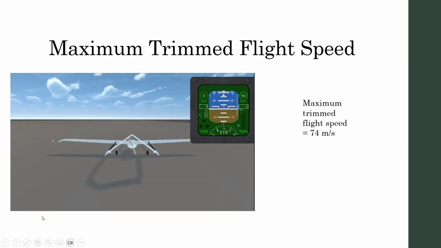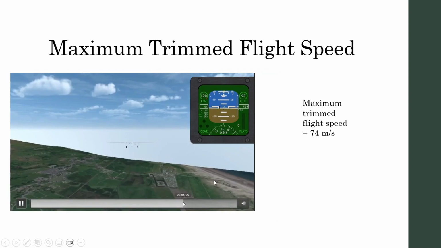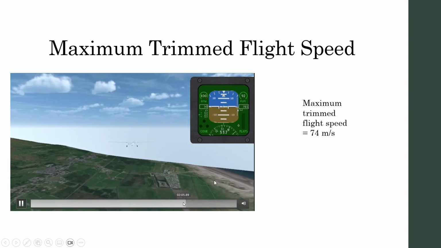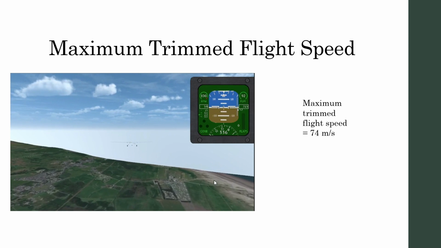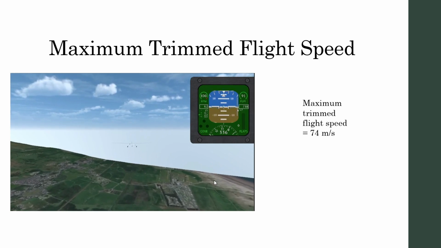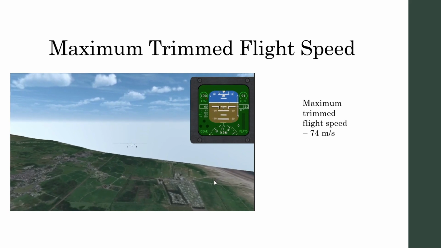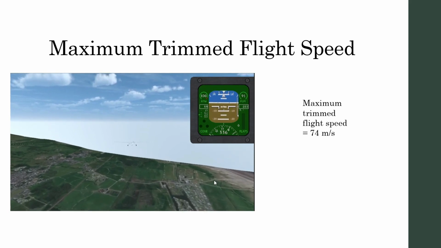The maximum trimmed flight speed is shown here, and this was the opposite to the minimum in the sense that it was at a constant altitude. However, the RPM was set to the maximum, and this provided a maximum trim flight speed of 74 meters per second.